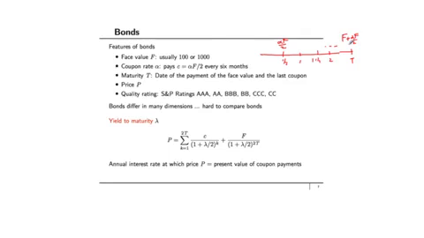And since bonds differ in so many different dimensions, it's hard to compare bonds. So one quantity that has been introduced in order to be able to compare bonds of different maturities, different coupon rates and face values is this idea known as the yield to maturity. The yield to maturity is the annual interest rate at which the current price for the bond P is exactly equal to the present value of the coupon payments plus the face value.